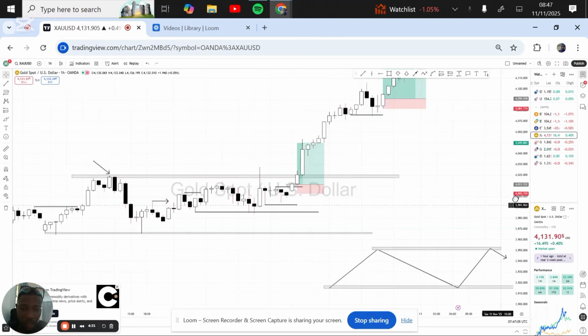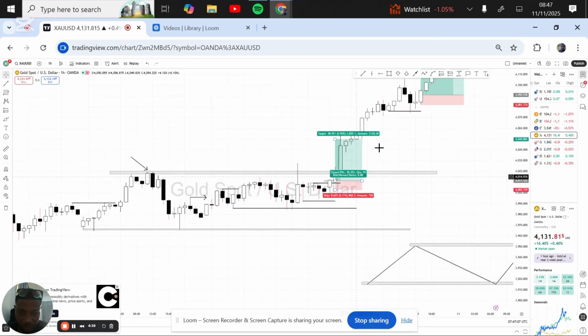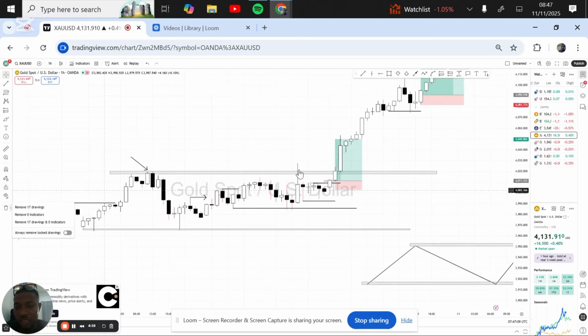So I want to explain these buys here. This buy that I took here. I'll be cleaning all this chart, and this second one actually.